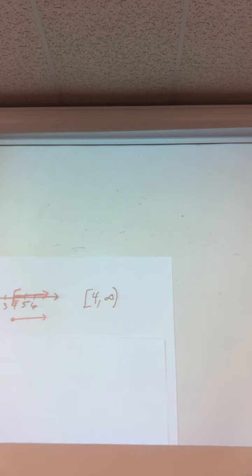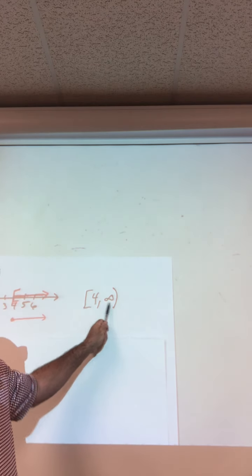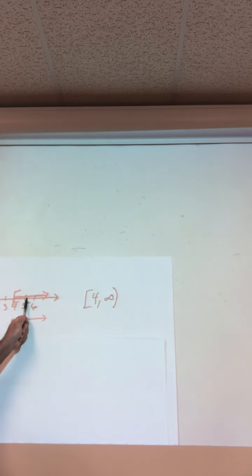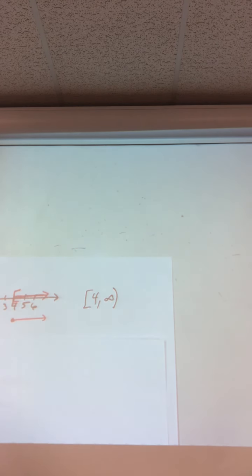Now, I need to show something a little more. I need to show that we can use the 4. So the way I will do that is put a bracket on the 4. You will never bracket the infinity. Never. So we will always put a parenthesis here. So this is just another way of saying that right there. This is what we call interval notation.